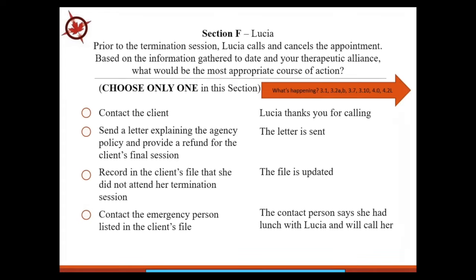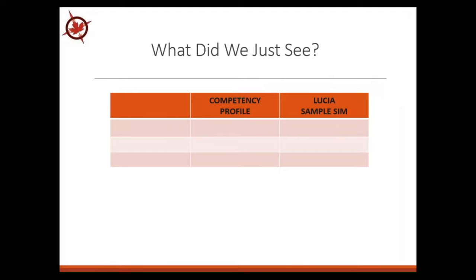And there you can see the competency areas that are being covered off by section F. So what did we just see? We saw 6 sections of one simulation. It wasn't a full simulation. It was only a partial. But just in that little tiny snippet, we saw 5 areas of the competency profile being tapped. 3 of them were showing up in Lucia.